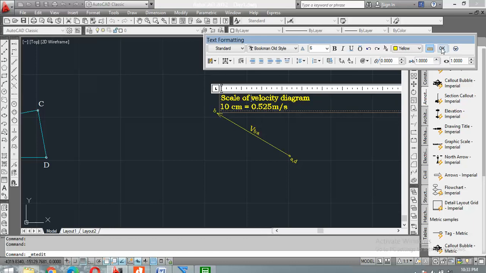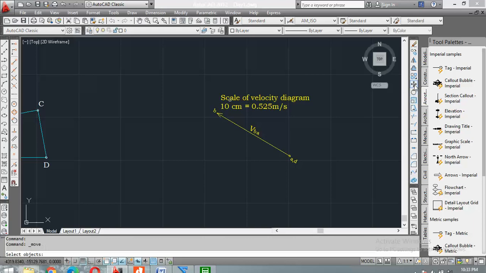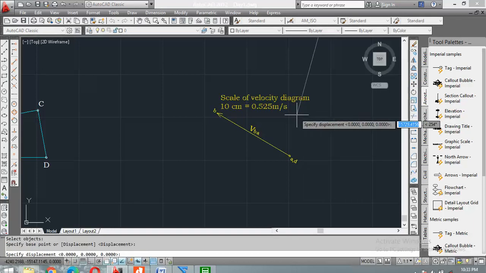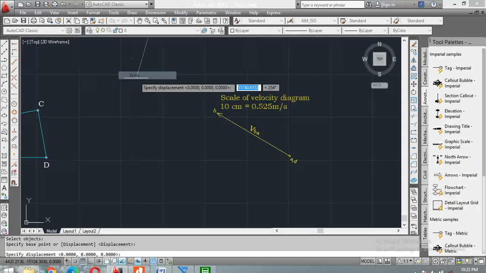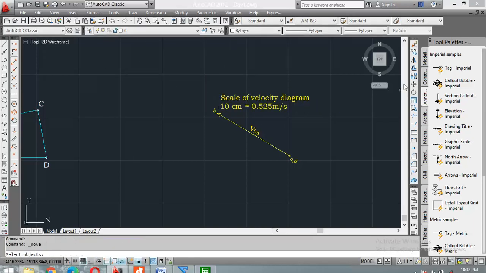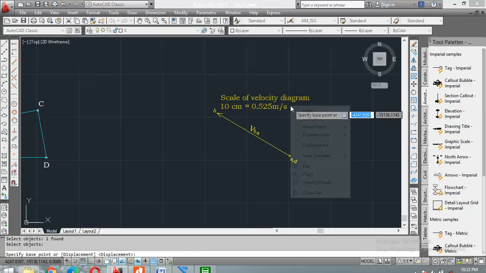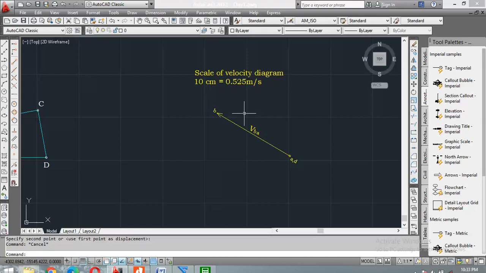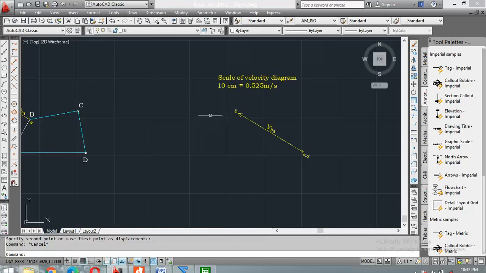And always keep the practice: as soon as you fix the scale, write it down on the diagram itself. जैसा स्केल डिसाइड करते हो तो as soon as you decide the scale, write it down into the velocity diagram. Otherwise we will forget कि कितने स्केल से हमने ड्रॉ किया है. Chalo, so one vector is completed.